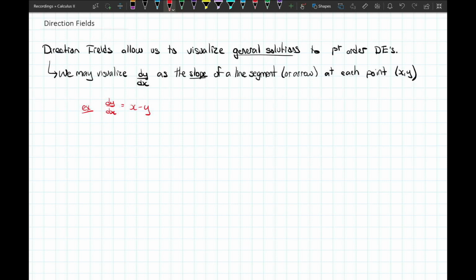So we can start off by making sure that we have y on the vertical axis and x on the horizontal axis. At this point, I don't really know exactly what scale I should use for the y and x axes, so I'll just put some tick marks here for 1s and 2s along the x and y axes. And we can pick points anywhere on the xy plane and plug that into the differential equation and get a value for dy/dx.